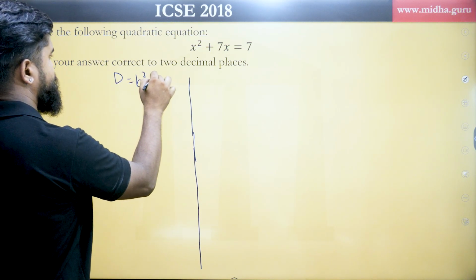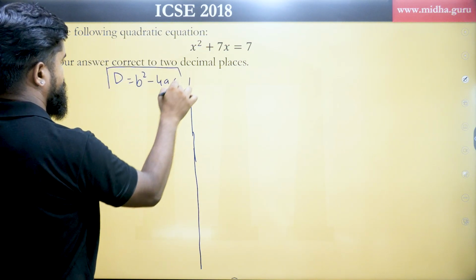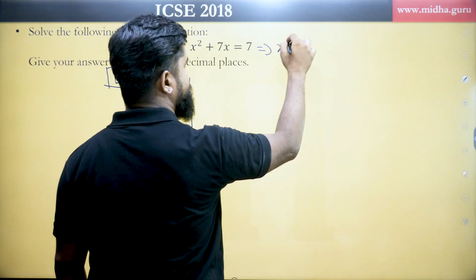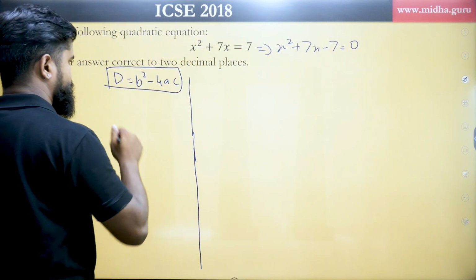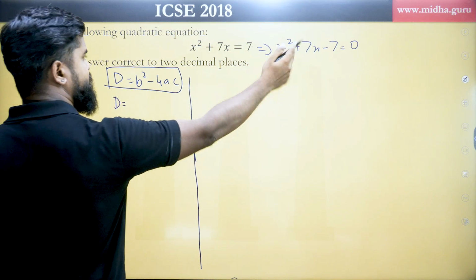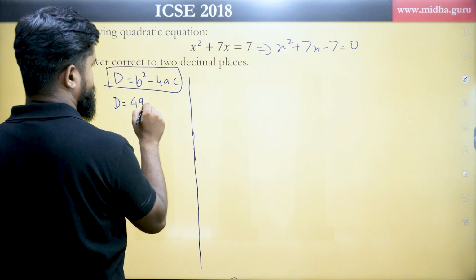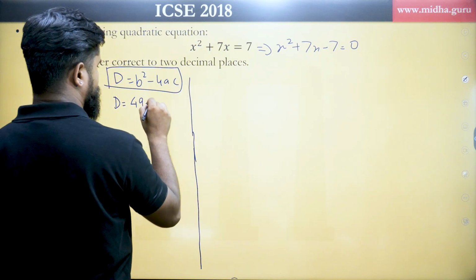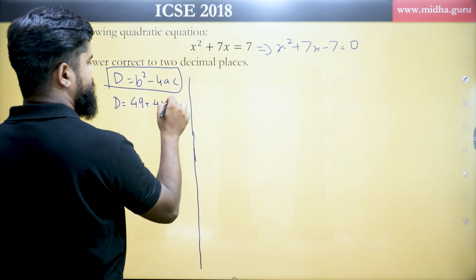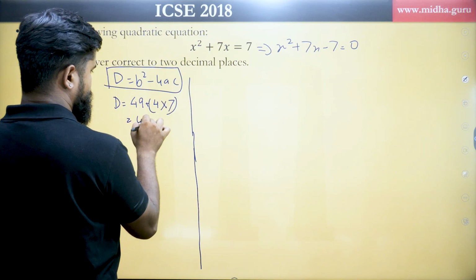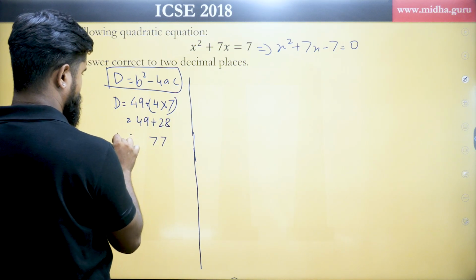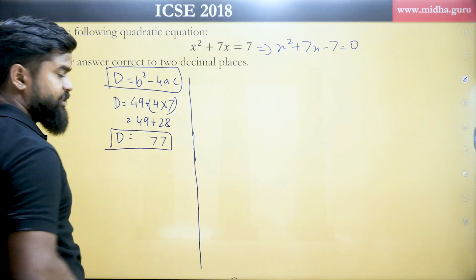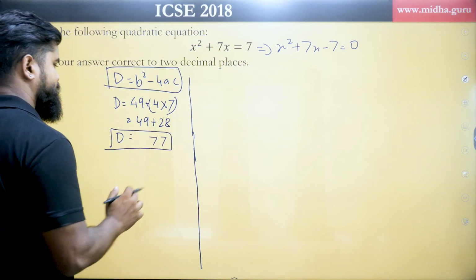So we calculate the discriminant first and foremost. First things, we'll adjust this equation. We'll bring 7 to the left hand side. We get 7x squared plus 7x minus 7 is equal to 0. So the discriminant is 7 squared, that is 49, minus, and since c is minus, it becomes plus 4 into 1 into 7. So we have 49 plus 28, which is equal to 77. So the discriminant is positive 77.